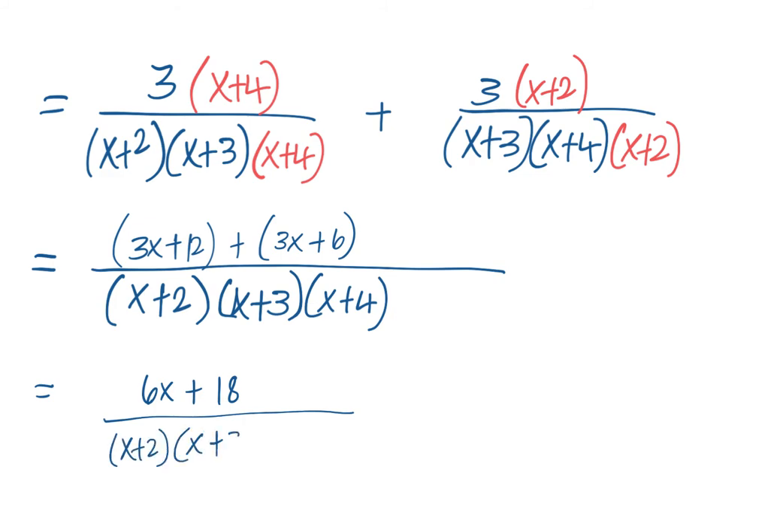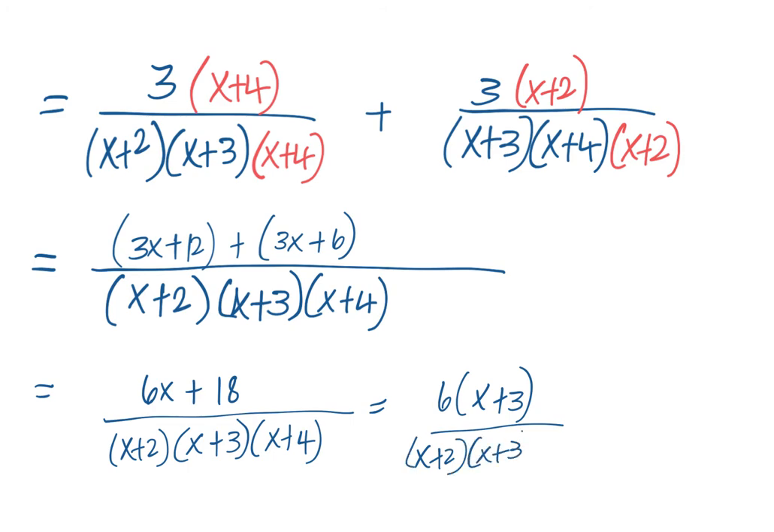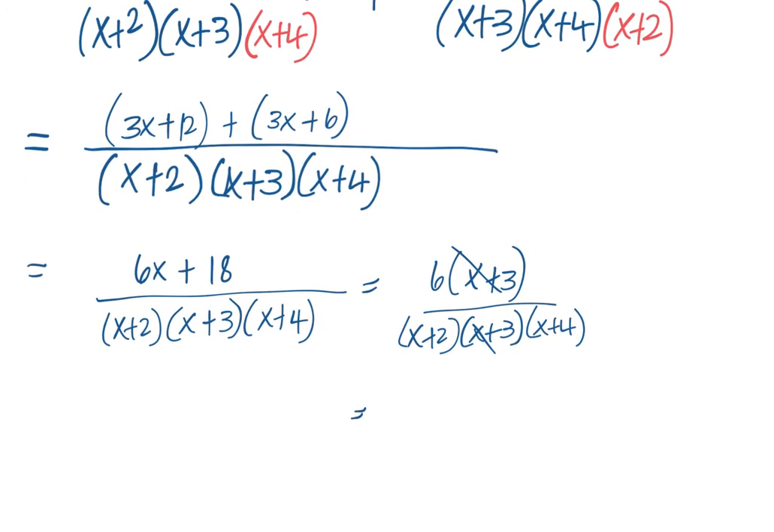And we have performed the addition, but I need to just make sure and double check our factoring to see if it's fully factored, and it's not. I can pull out a 6 from the top and be left with x plus 3. And when you put that over the LCD, the x plus 3's cancel to leave you with 6 over x plus 2 times x plus 4.